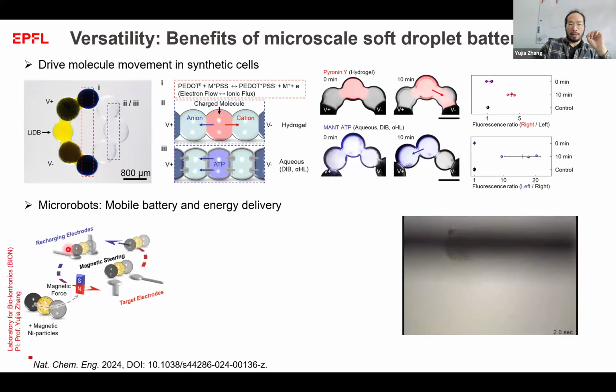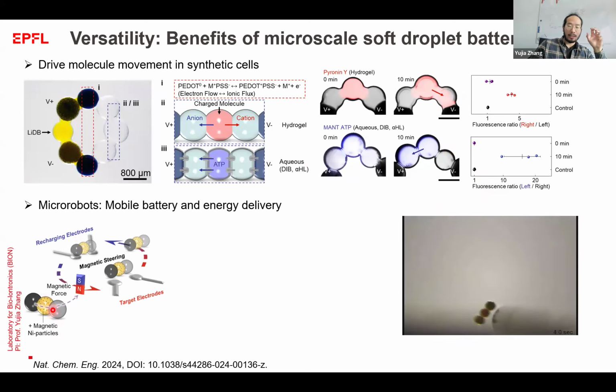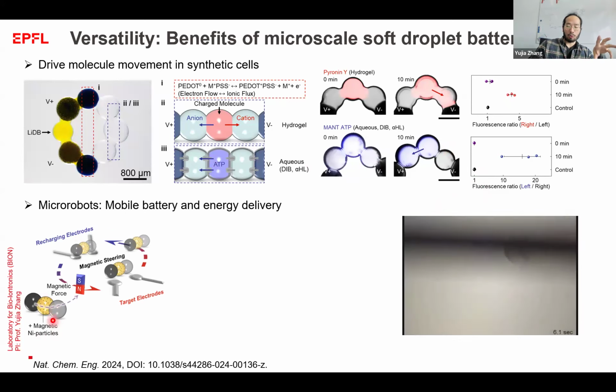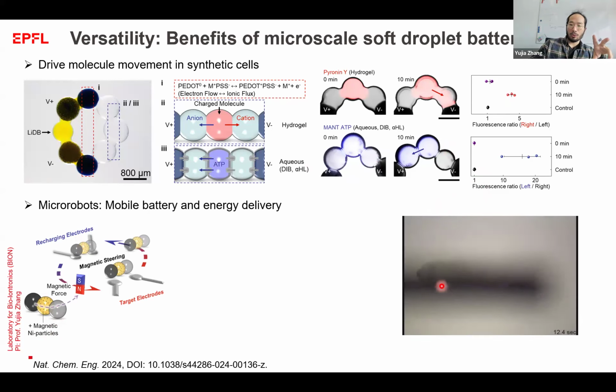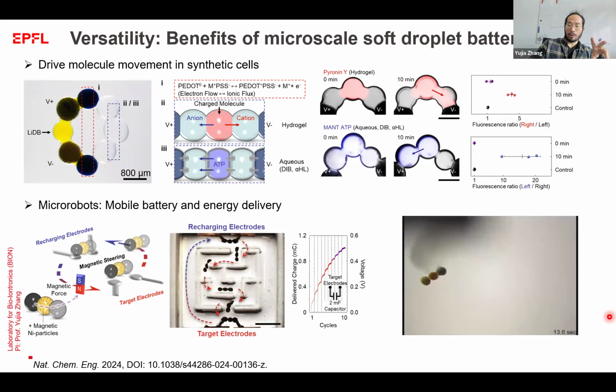Also, we can incorporate magnetic particles in the middle separator or in the middle droplet. And as you can see here in this video, we can use an external magnet to move these droplet batteries. And in some applications, we can also translocate them from a recharging electrode to target electrodes to deliver this energy as a sort of energy courier.